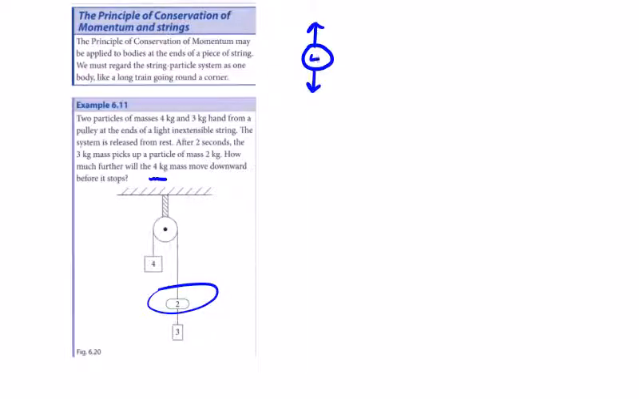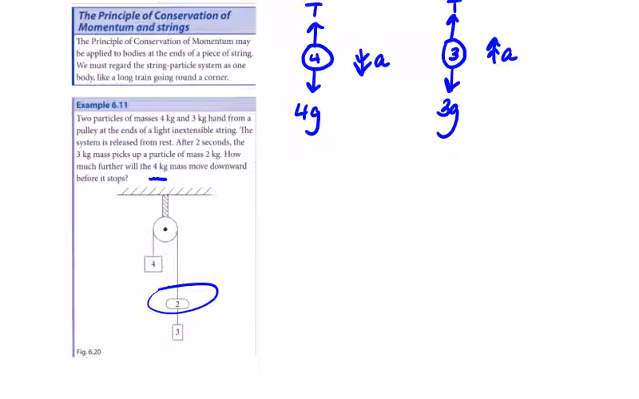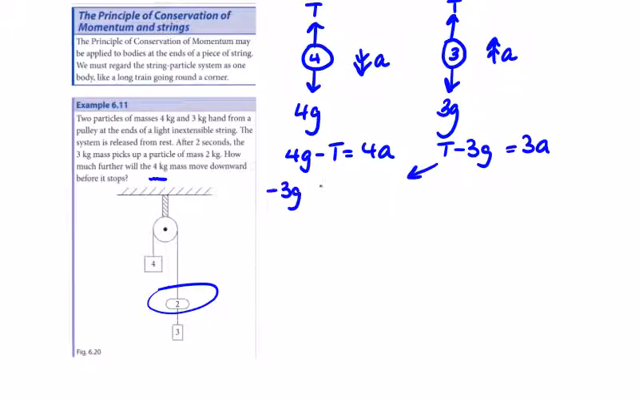With our 4, we're going to move down in this direction. It's heavier, so we'll call this one a. We've got our T and our 4a, or mg, 4g. So we've got our 3 and we have our T. We have our mg, which is 3g, and it'll be moving in the opposite direction. So applying our forces, we've got 4g minus T is equal to 4a, and we have T minus 3g is equal to 3a.